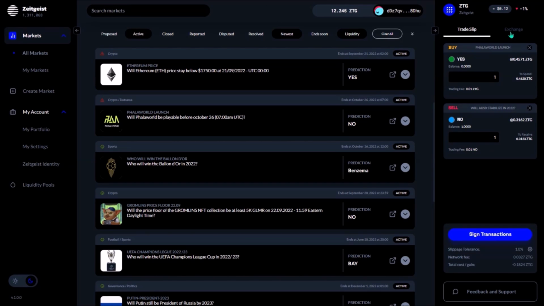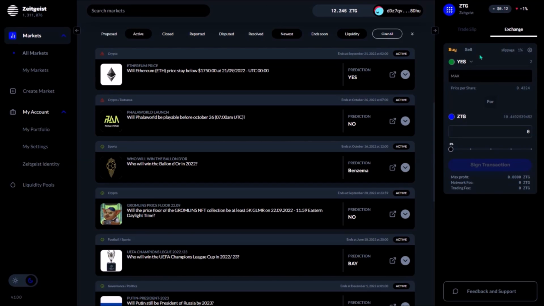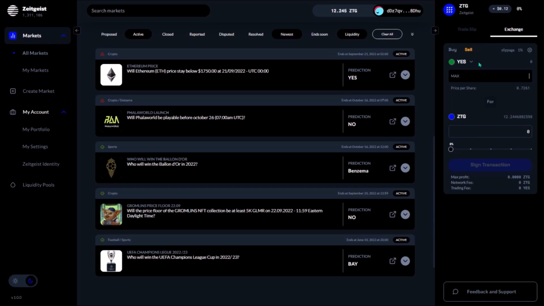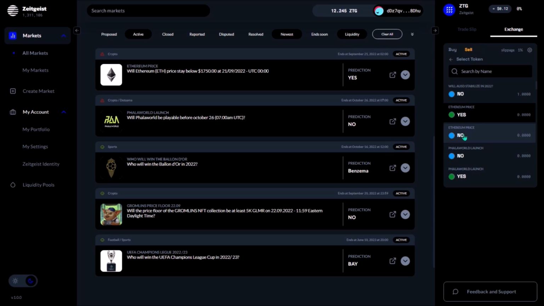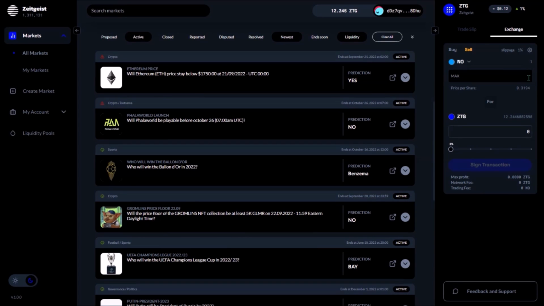There is also this Exchange tab. You can directly buy or sell outcome tokens of all active prediction markets when you click buy or sell, and then click here yes or no. First will be displayed the markets of which you already hold outcome tokens. So I go to sell no token from Will AUSD Stabilize in 2022 market. Holding 1, gonna sell 1. This is the price per 1 token in ZTG and here is how much ZTG I will receive in total.